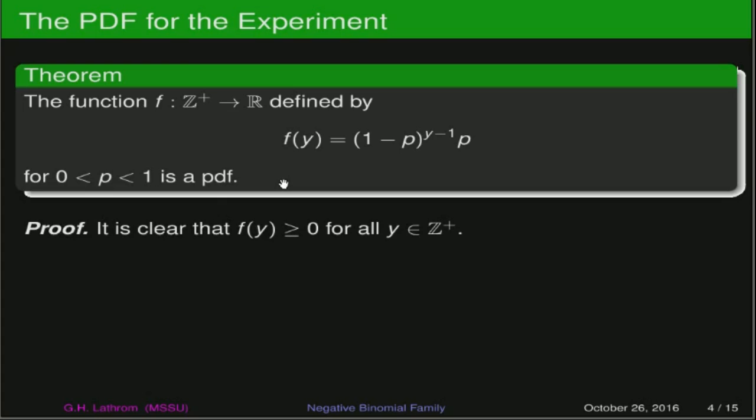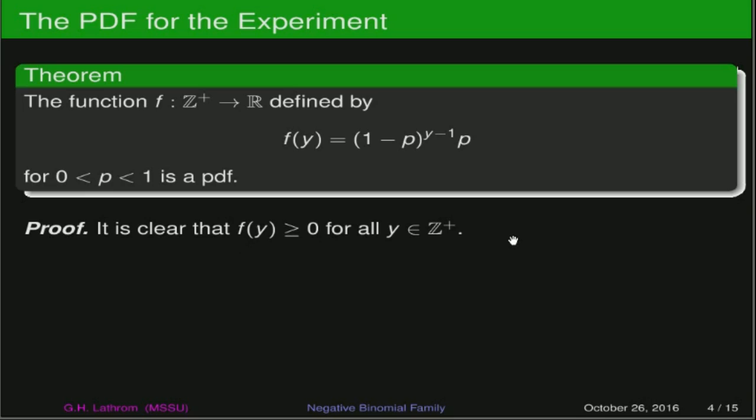The fact that it's greater than or equal to 0 is pretty obvious. p is between 0 and 1, so 1 minus p is between 0 and 1. You raise that to a positive exponent, and it's, again, positive. p is positive. So everything in our PDF is positive, and sure enough, that condition is satisfied.